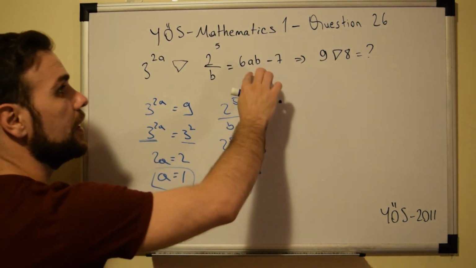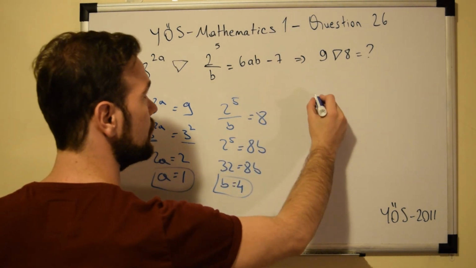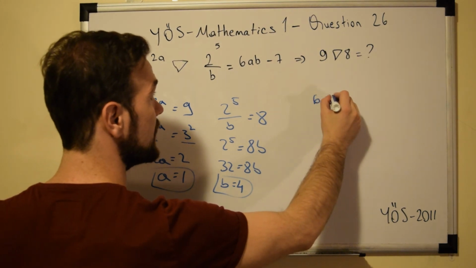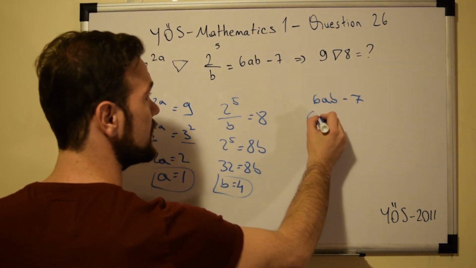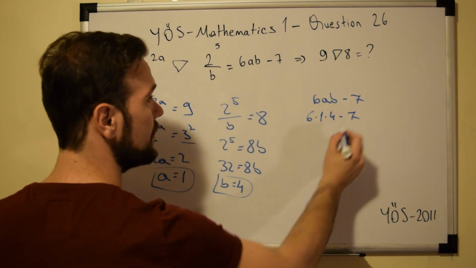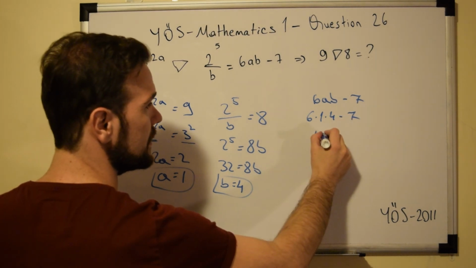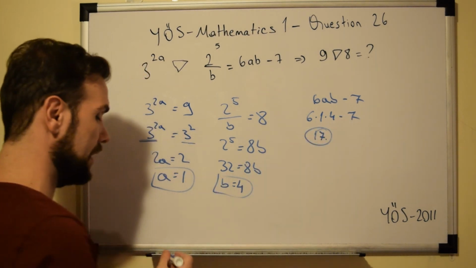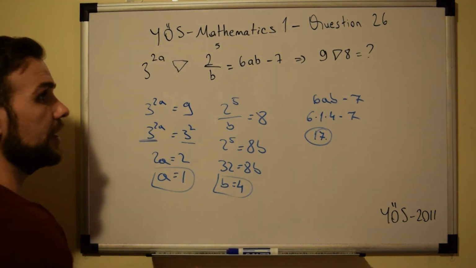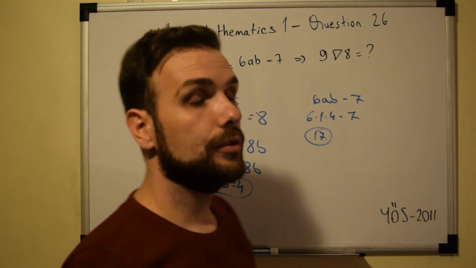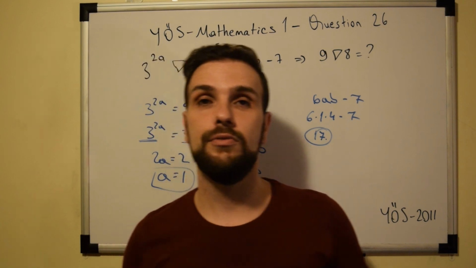As we did so, now we can find the value of this expression, which is 6ab minus 7. 6 times 1 times 4 minus 7. 24 minus 7 is 17, which is the right answer for this question. Now, this is the procedure you need to follow when you are dealing with these kinds of questions.